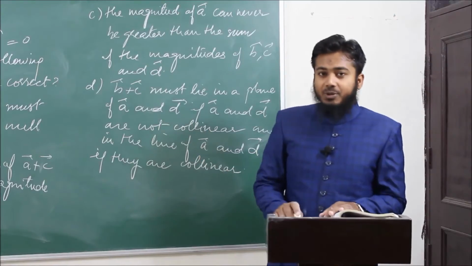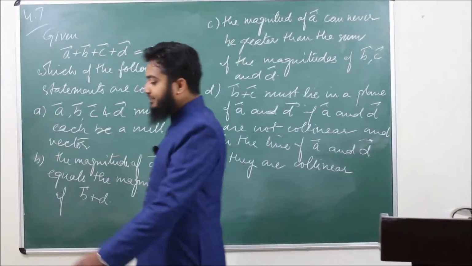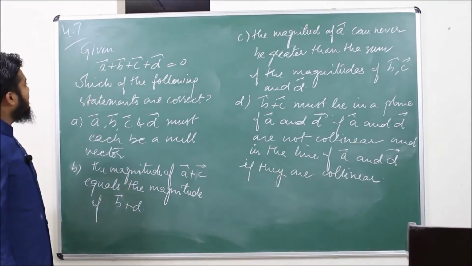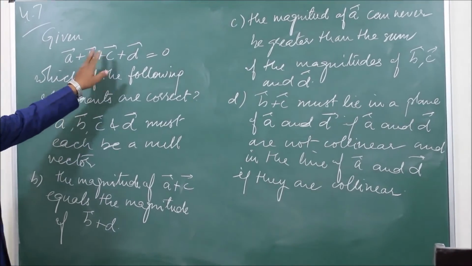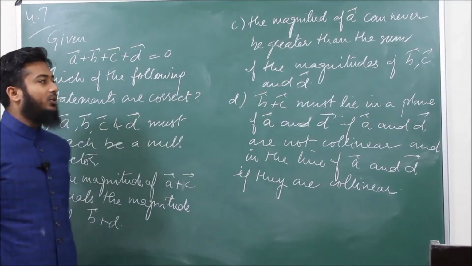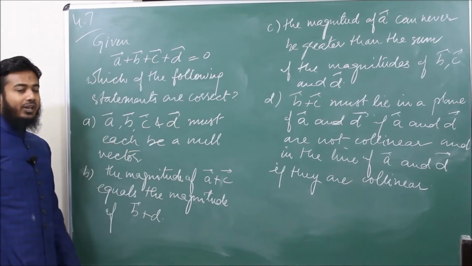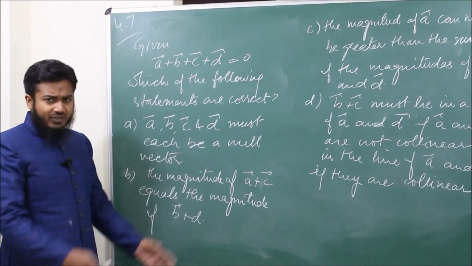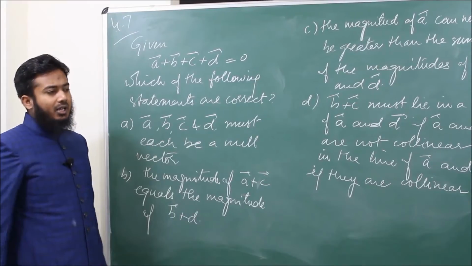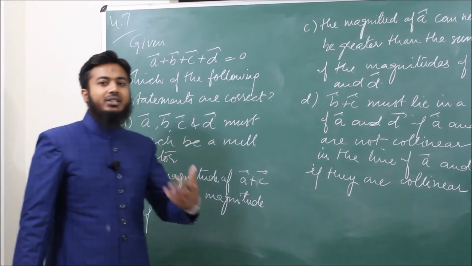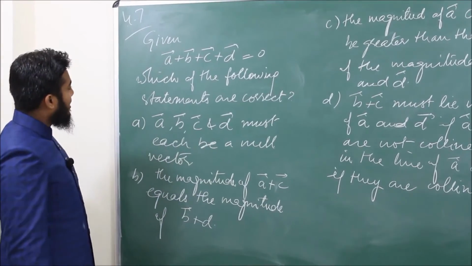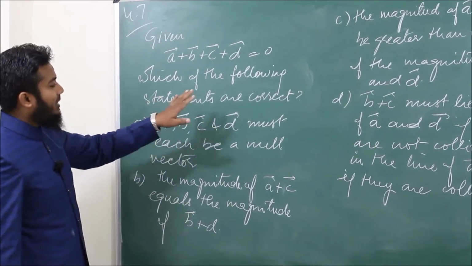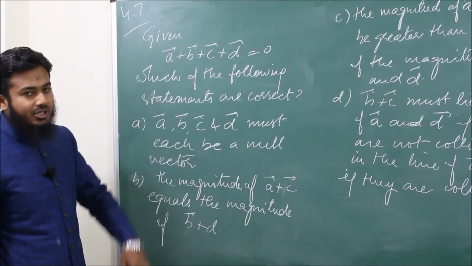So this is our next problem, problem 4.7, and it says it's given that vector A plus vector B plus vector C plus vector D is equal to 0. The sum of four vectors is 0. So we have just talked about the addition of vectors adding up to 0. Let's see what the question is saying: which of the following statements are correct? So we have to identify which statement is correct.